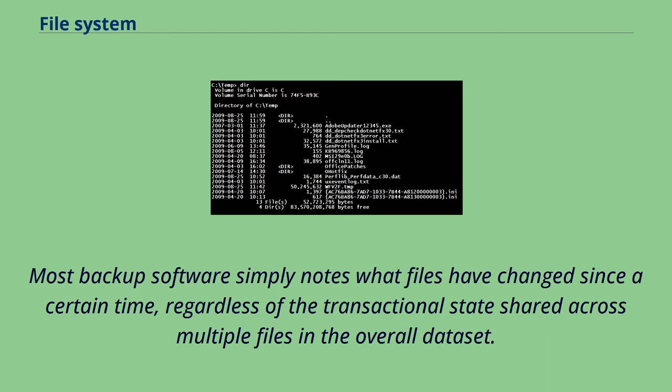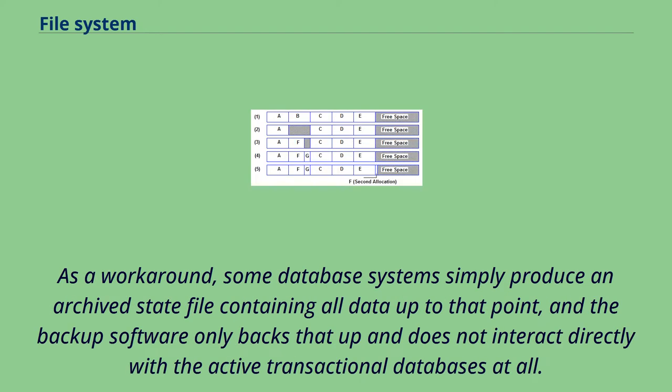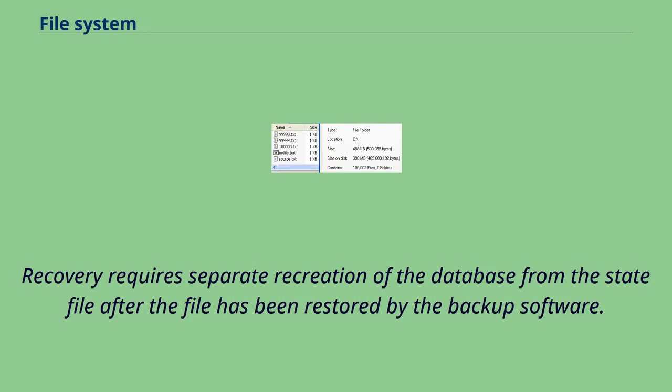Most backup software simply notes what files have changed since a certain time, regardless of the transactional state shared across multiple files in the overall dataset. As a workaround, some database systems simply produce an archive state file containing all data up to that point, and the backup software only backs that up and does not interact directly with the active transactional databases at all. Recovery requires separate recreation of the database from the state file after the file has been restored by the backup software.